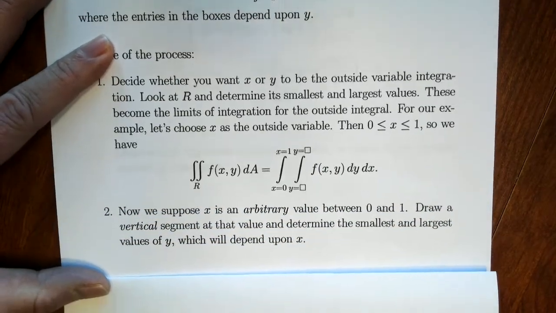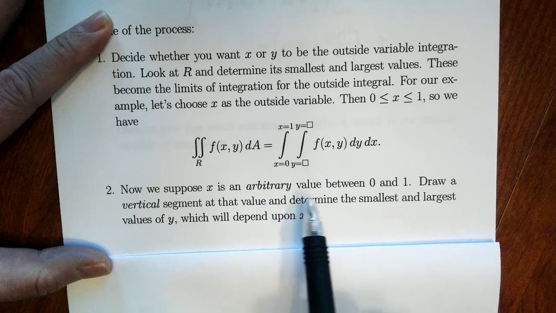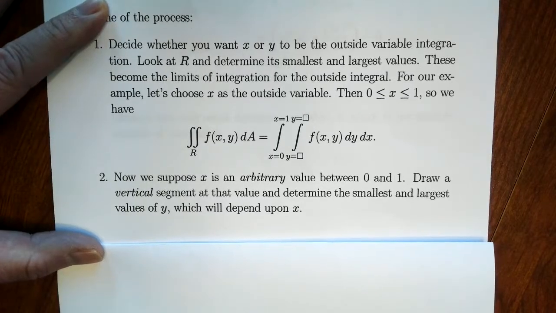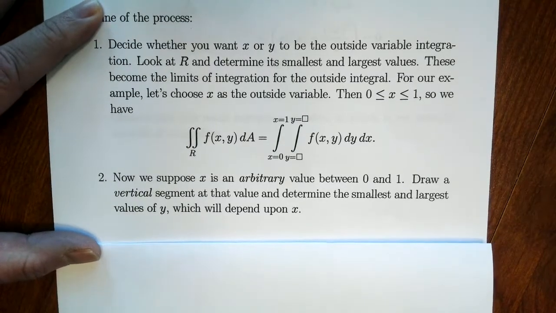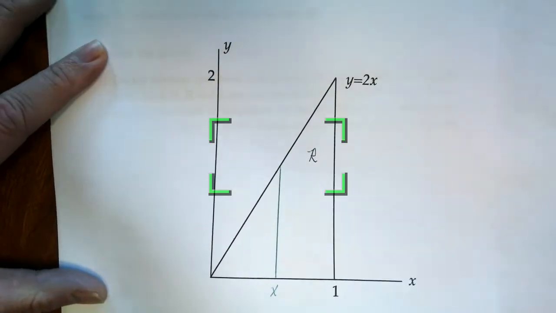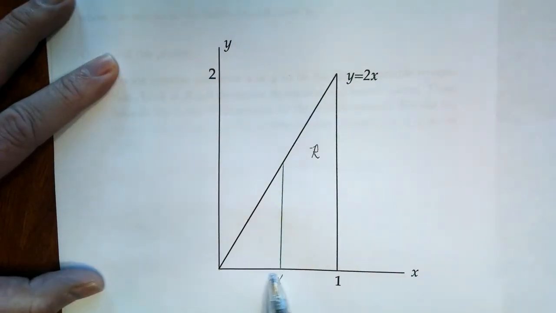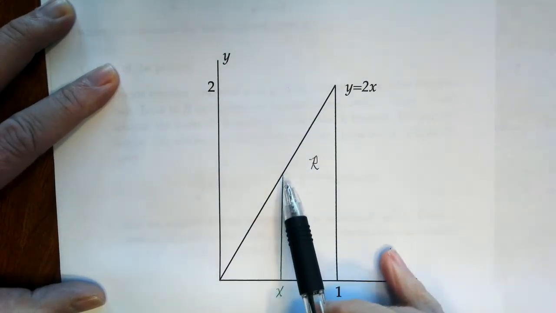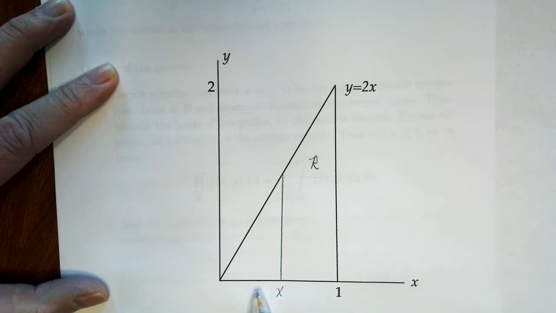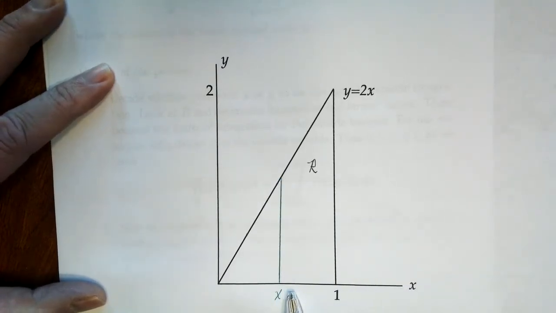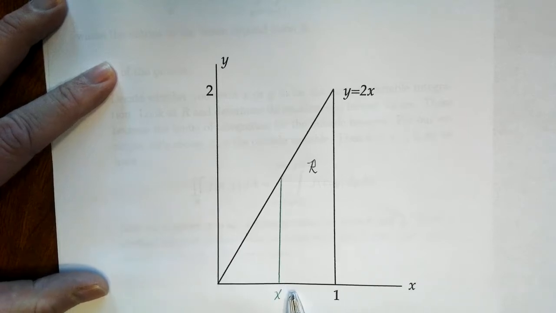Now here's the way to do that. Suppose you just choose an arbitrary value of x between 0 and 1 and draw a vertical segment at that value and determine the smallest and largest values of y, which will depend upon x. So what I've done here is I've just moved some distance along the x-axis where x is between 0 and 1, and I've drawn a vertical segment there. Now I'm going to ask myself, along this vertical segment, what are the smallest and largest possible values of y?